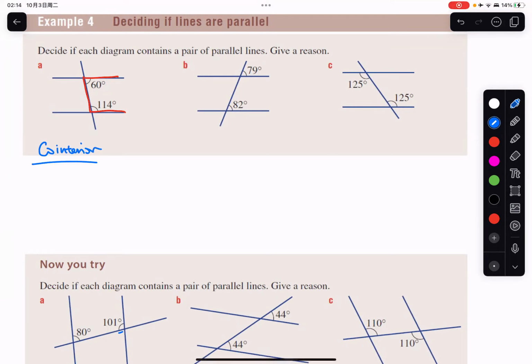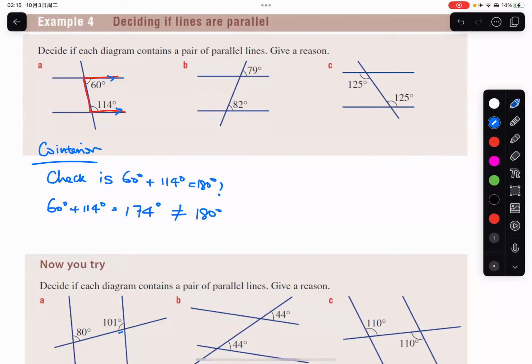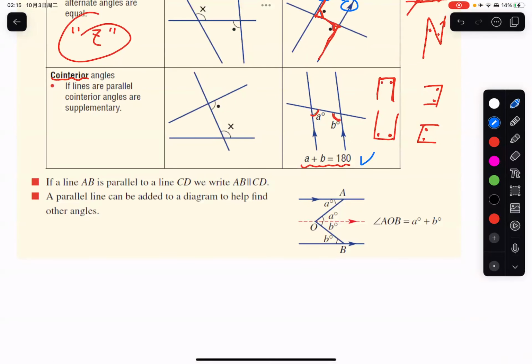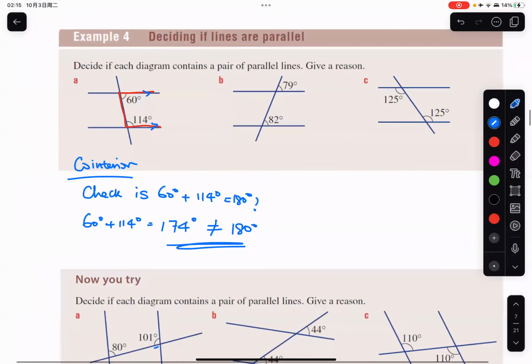For co-interior, if these two lines are parallel to each other, we check whether 60 degrees and 114 add up to get 180 or not. 60 degrees plus 114 equals, that is a 4, that is a 7, that is 174. That doesn't equal 180, so it doesn't work. It doesn't meet this condition, so we can't say that it's parallel. Not parallel.